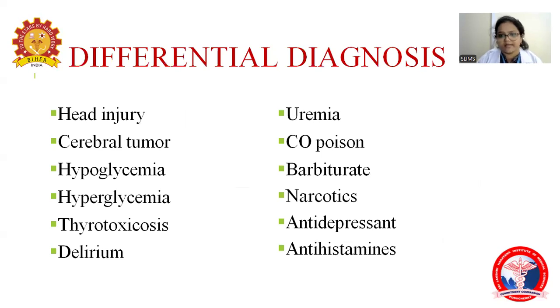Now, some differential diagnoses of consumption of alcohol. The first main thing to be differentiated is head injury, which mimics the symptoms of consumption of alcohol. A blood alcohol concentration of more than 200 milligrams percentage mimics head injury. And the next thing will be cerebral tumors. All these cause mild drowsiness and unconsciousness, and cause symptoms similar to those of alcohol.